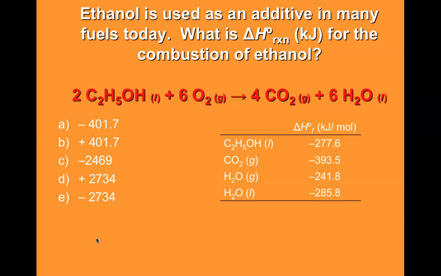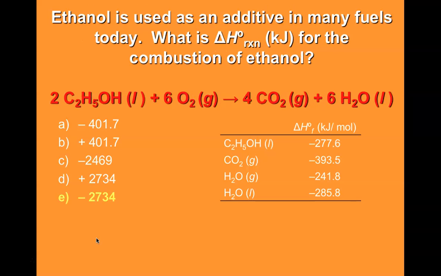So here's a problem. Let's pause the video and try this on your own. All right, we are back. Ethanol is used as an additive for many fuels today. What is the delta H for the combustion of ethanol? On the right, it gives you your heat of formation values. Answer should be E. Are there any questions?